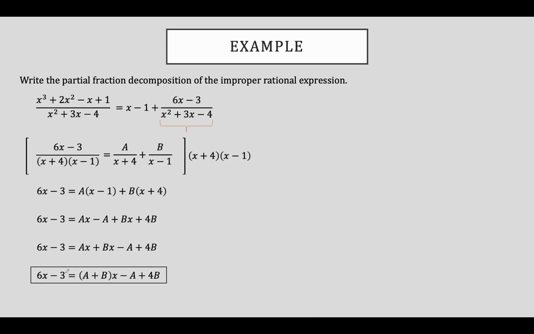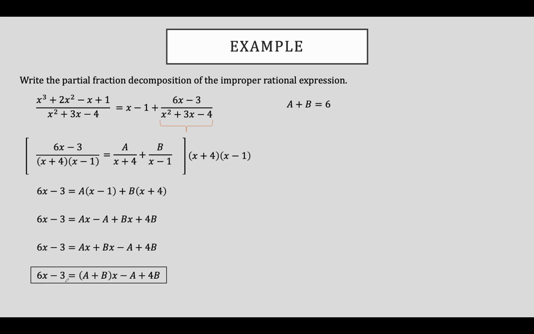Well, in order for this to be an equation, the left-hand side must equal the right-hand side. On the left-hand side of the equation, the coefficient of x is 6. I have 6 x's on the left. That means I must have 6 x's on the right. The coefficient here must be equal to 6. a plus b is equal to 6. There is my first equation.